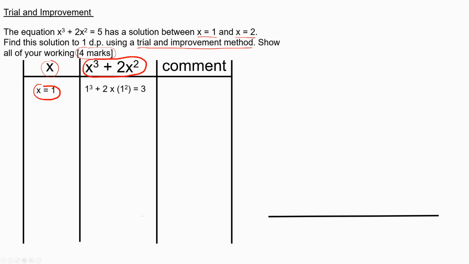We substitute in our value of x equals 1 into the middle column. This will give you a value of 3, 1 cubed plus 2 times 1 squared. And if we do this, we get 3, but the equation should equal 5, so this is too small. So that's our comment. We now substitute in x is equal to 2, which will give you 2 cubed plus 2 multiplied by 2 squared, which you could substitute into a calculator.